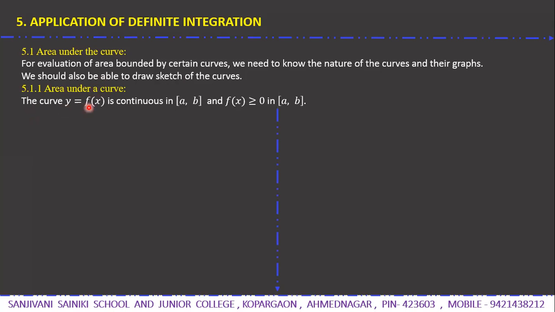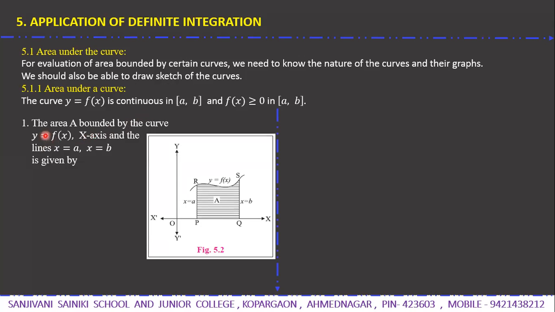The curve y is equal to f of x is continuous in the closed interval ab. Whatever curve's area under the curve we are going to find, that curve must be continuous on the given interval. It should not be discontinuous, otherwise we are not able to find the area under the curve. Then there are two formulas.